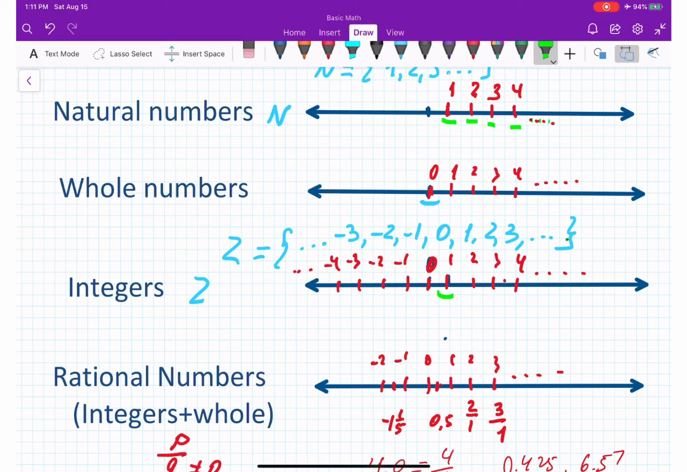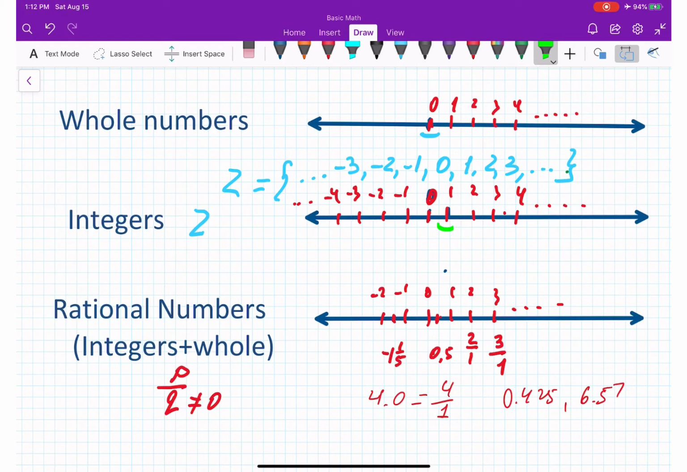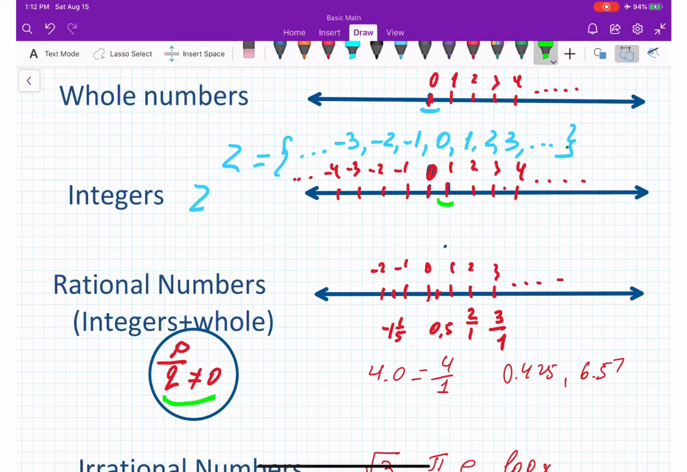Okay? All right. Next one, rational numbers. Rational numbers are the numbers we can represent in the format P over Q. Well, since it's a division, Q cannot be equal 0, obviously, right? Q cannot be equal 0. And P over Q, that's a fraction. So every number that can be represented in the format of fraction, we call rational numbers. Rational numbers, it's practically integers and plus, well, whole numbers.